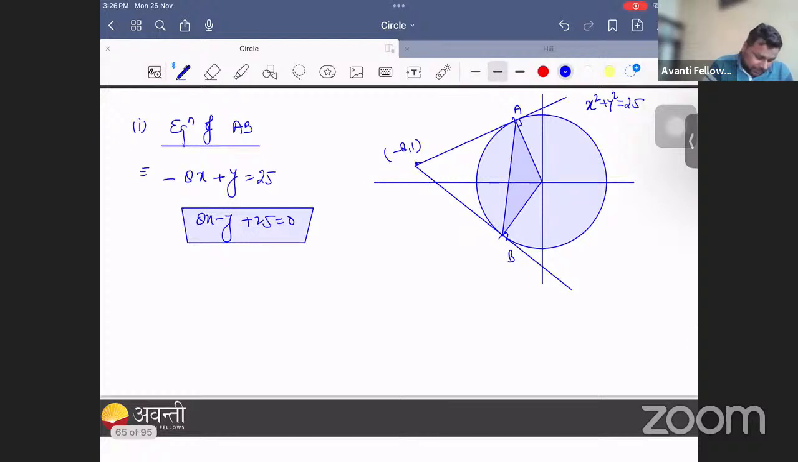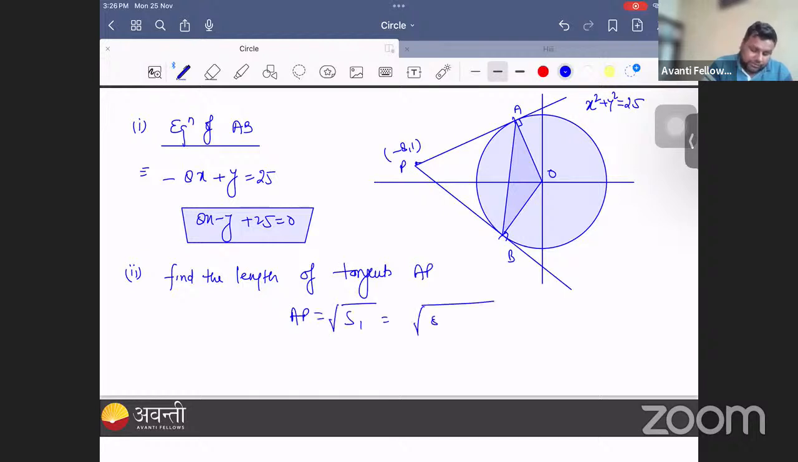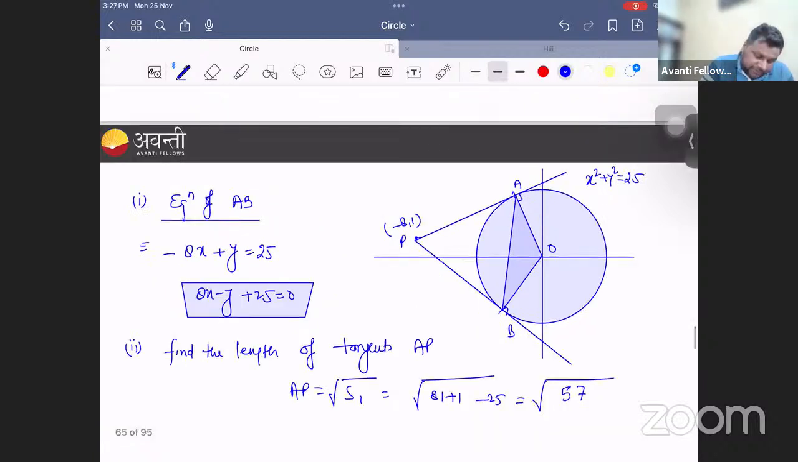Now, the second question they can ask you: find the length of the tangents. I call this point P, the center is O, and we want AP. So AP will be what? Root S1, I told you. That is under root of 81 plus 1 minus 25. 82 minus 25 is 57. So this length is under root of 57. Am I correct?